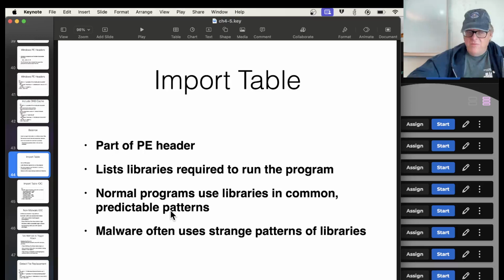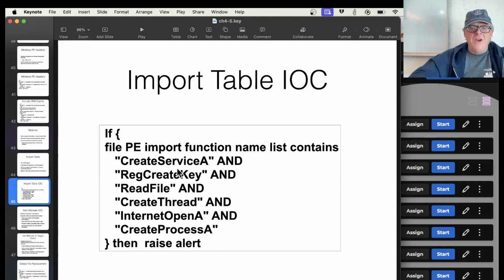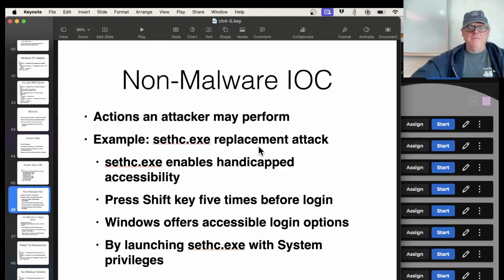The import table is a list of libraries needed. Most programs use libraries in common patterns. Malware often uses strange patterns of libraries. We're talking about this in the malware analysis class. For example, they often use the native API instead of the high-level API you're supposed to use. So there are suspicious libraries. Here are the libraries this thing uses, or the import functions. They don't look too terrible, but if you do that, you'll probably get false positives, but you might combine that with something else.